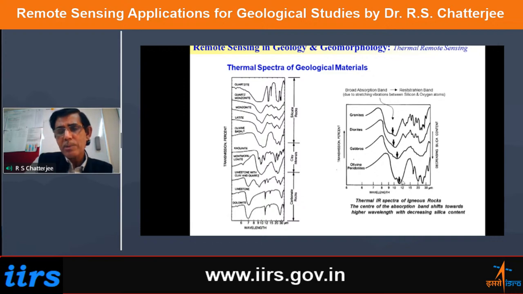Here you see, depending on the percentage of silica in the rocks, this absorption peak shifts. If the silica percentage is high, then what happens? This absorption peak is close to 10 micrometer. And when the silica percentage is low, then this absorption peak is close to 12 micrometer. So the absorption peak changes its position depending on the availability of silica in the rocks.